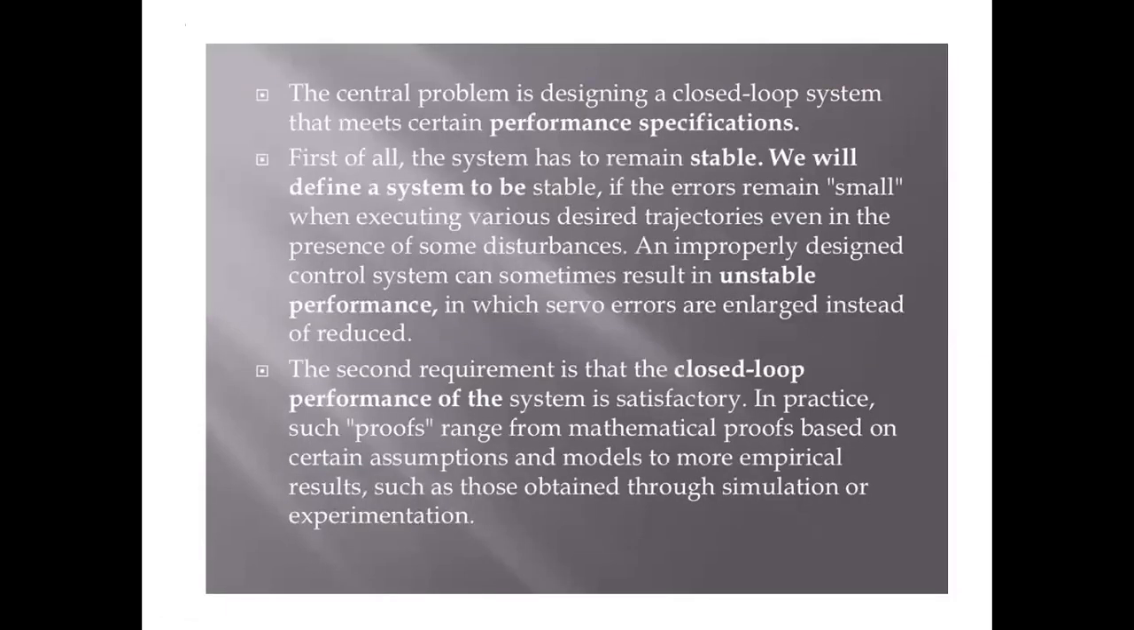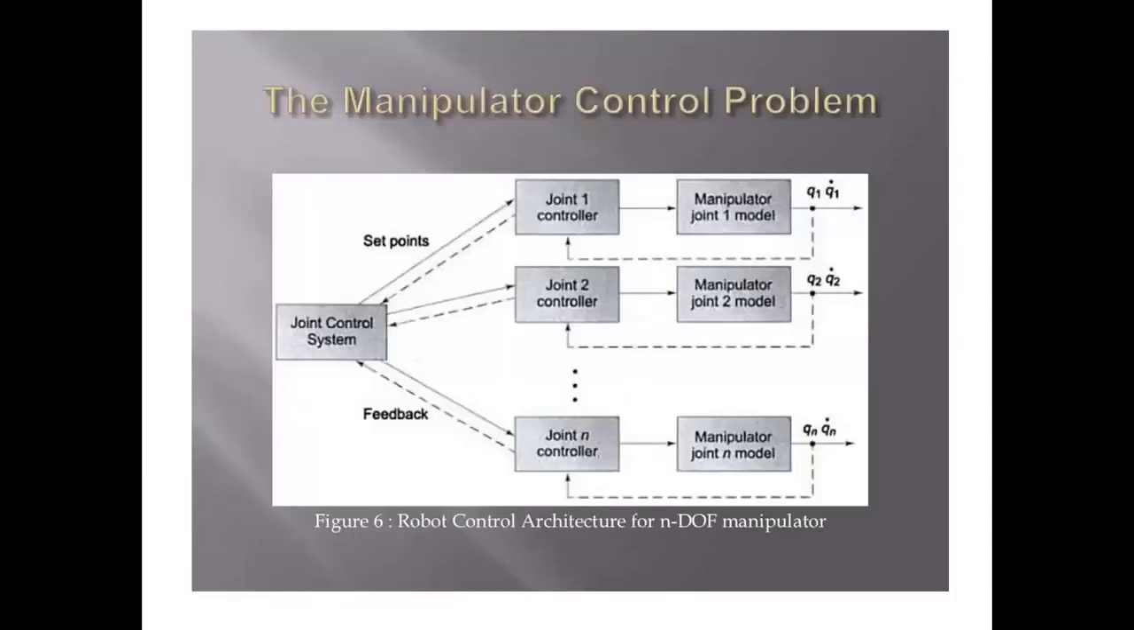The central problem of control will be designing a closed loop system that meets certain performance specifications. First of all, the system has to remain stable. We define a system to be stable if the errors remain small in executing various desired motions. Second requirement of control, closed loop performance of the system is satisfactory. So in practice, we'll have such proofs range from mathematical proofs based on certain assumptions and models to more empirical research through simulation.